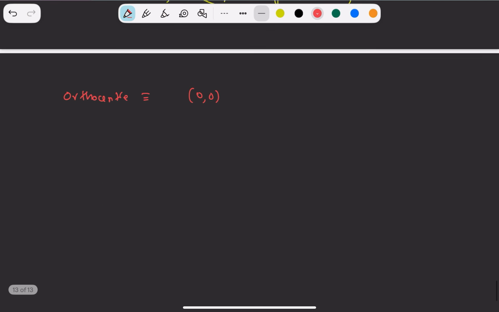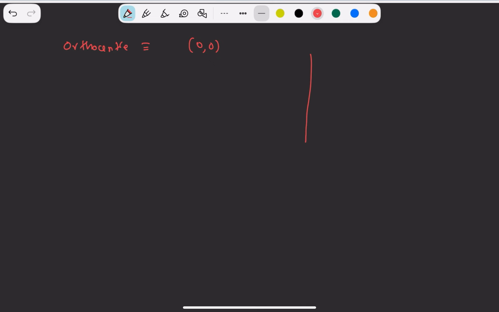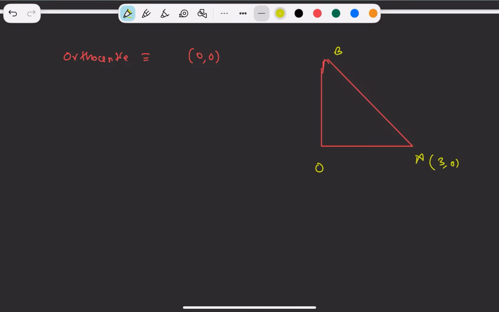So, I am drawing this triangle again. This is the right angle triangle which we are going to draw. This is the origin which we have given, this is the A point, this is the B point. A will be 3 comma 0 and B will be 0 comma 4, correct. So the orthocentre is already an integral point.